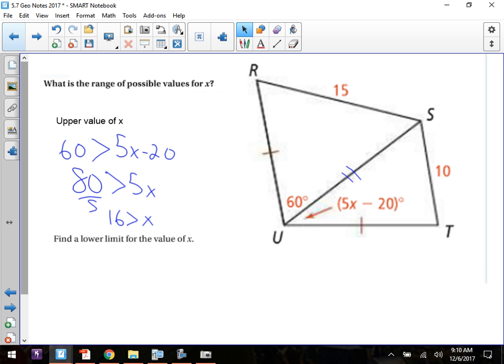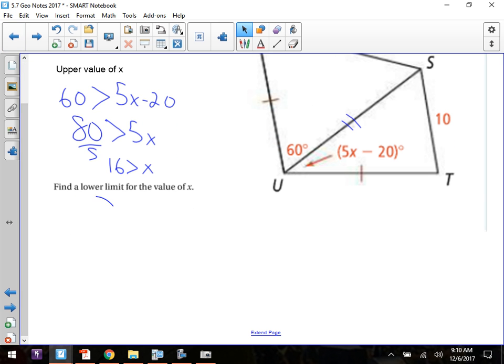So the upper value of it, well, x has to be smaller than 16. What would you think about the lower value? What's the smallest the other angle could be? Can the angle be 0? No. Could that be the lowest value you could possibly get to? It has to be greater than 0. What value of x gives you something that's going to be an answer greater than 0?